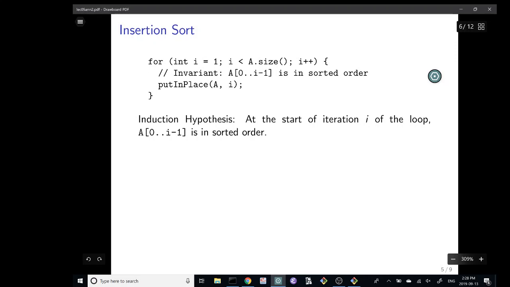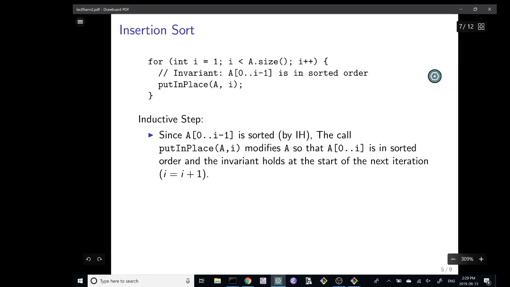Off we go. Okay, induction hypothesis. At the start, this is just basically saying the loop invariant. At the start of iteration I of the loop, A[0] through I minus 1 is in sorted order. That's really all that the inductive hypothesis is: the statement that you're trying to prove applied to the particular iteration that you're looking at. And then you want to use the inductive step to take you one step farther. And the inductive step is, using the inductive hypothesis, show that the loop invariant holds at the next iteration.